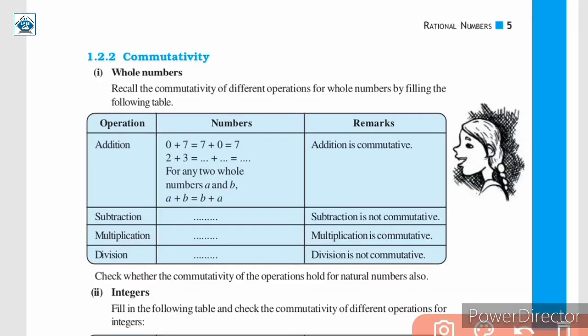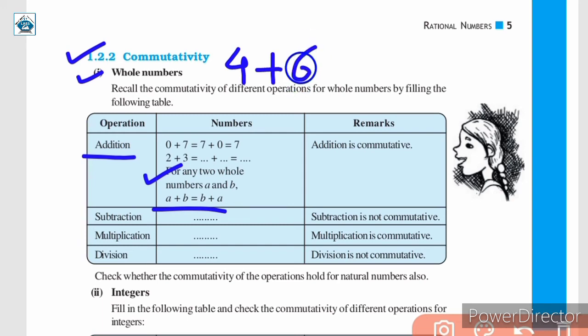After the closure property, let us now discuss commutativity. Firstly, for whole numbers, the first operation given to us is addition. Now the meaning of commutativity is, for two whole numbers a and b, a plus b is equal to b plus a. So here you can see, take any two whole numbers, for example 4 plus 6. When you add them, the answer is 10. Now this was a plus b.